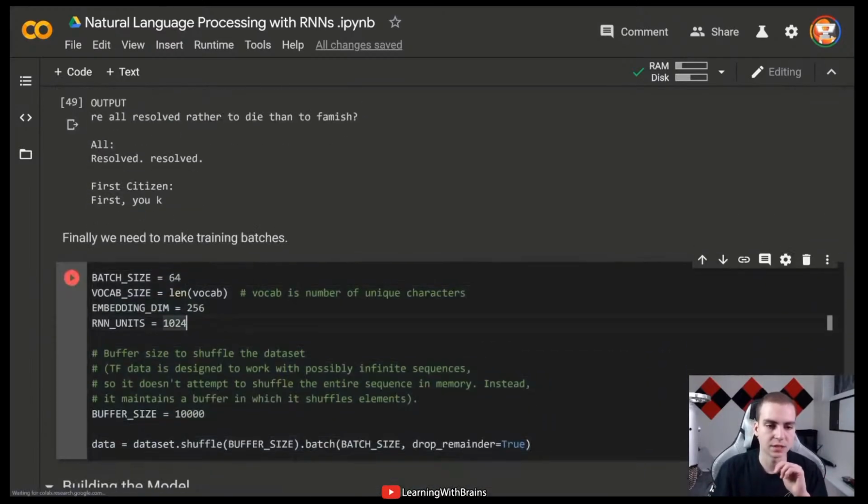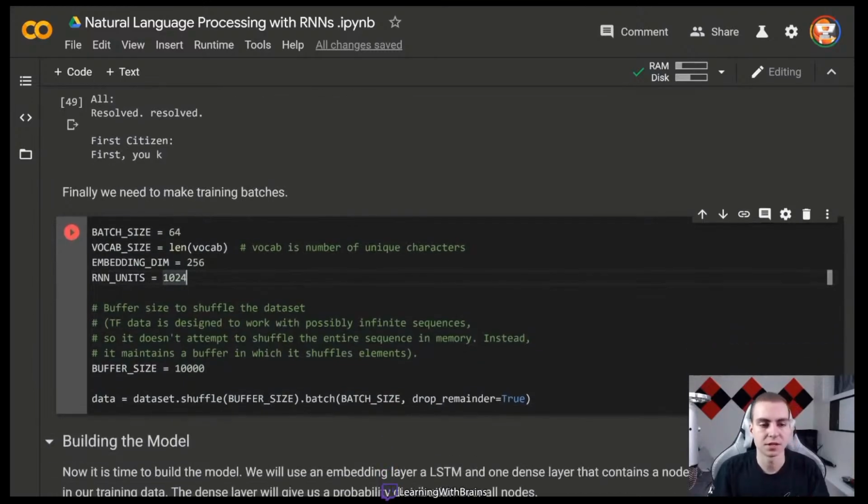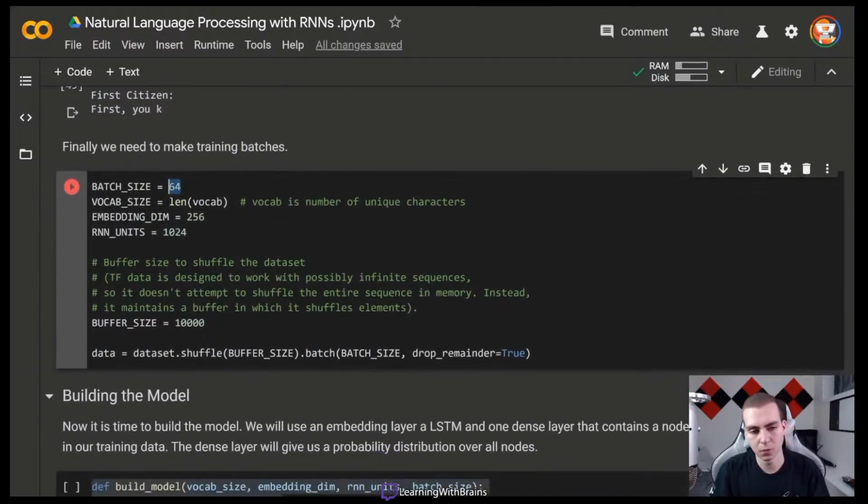Okay, so next we need to make training batches. So we're going to say the batch size equals 64. The vocabulary size is the length of the vocabulary, which, if you remember all the way back up to the top of the code, was the sorted set of the text, which essentially told us how many unique characters are in there. The embedding dimension is 256, the RNN units is 1024, and the buffer size is 10,000.